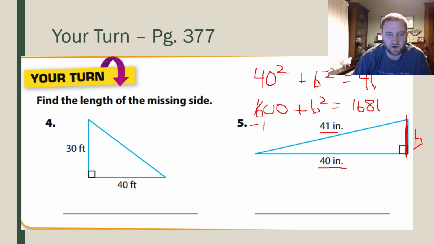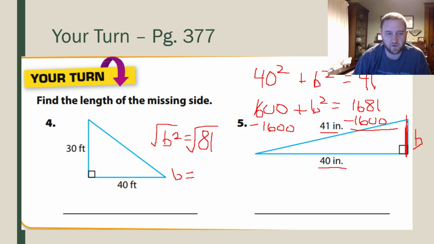And now we'll subtract 1600 on both sides. We're running out of room here, so I'm going to continue it over here. So b squared then is equal to 1681 minus 1600, which is 81. And again, we're going to take the square root of both sides to get rid of our square, and that's b equals square root of 81, which is 9. So for this side, you should have had a side length of 9. So hopefully you took some time to work out each of these problems.